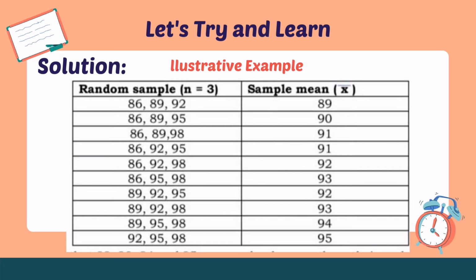So say for example, in the first row, we have 86, 89, and 92. So this is a total of 3 observations. And then we're going to get the sample mean, which is the summation of x over n. So we are going to add 86, 89, and 92, a total of 267. And this will be divided by 3, which is equivalent to a sample mean of 89. And then just continue the process until the last observation.